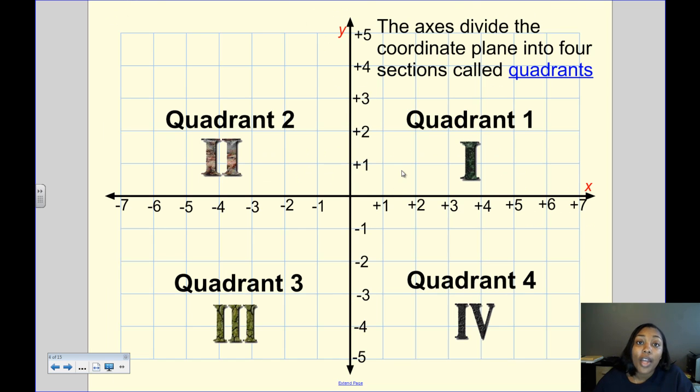So the axes divide the coordinate plane into 4 sections, and we call those sections quadrants. We start here. This section, with everything being positive, the Y and the X, is quadrant 1, and usually you'll see that in Roman numeral form. Then this quadrant here is quadrant 2. When we count the quadrants, we start at 1 and then we count counterclockwise. In quadrant 2, the X is negative, the Y is positive. Then down here we have quadrant 3, where both the X and the Y are negative numbers. And then here we have quadrant 4, where the X is positive and the Y coordinate is negative.